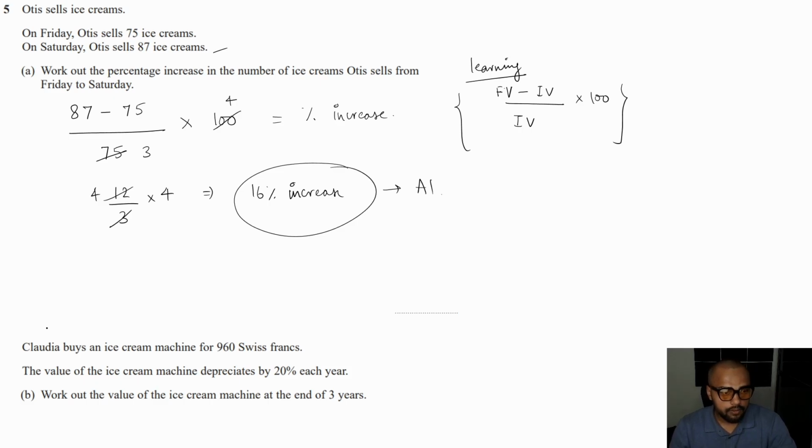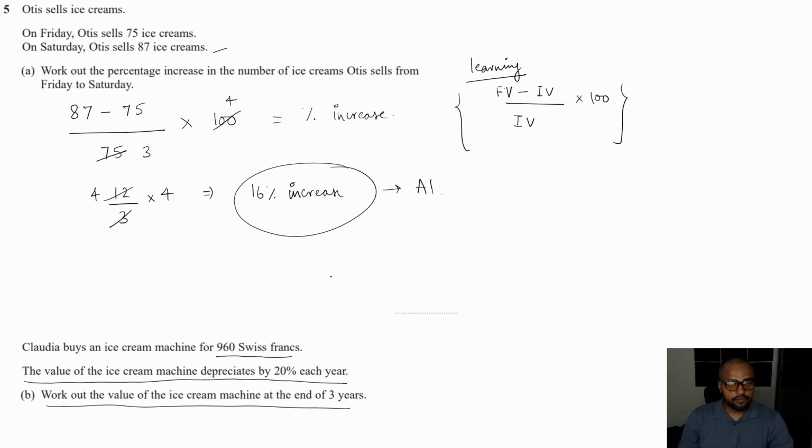Now, in the second part, see students, the first part and second part are independent in nature, so they are not dependent on each other. So we'll be moving ahead with the second part. In this they have told that Claudia buys an ice cream machine for 960 Swiss francs. The value of the ice cream machine depreciates by 20% each year. Work out the value of the ice cream machine at the end of 3 years.